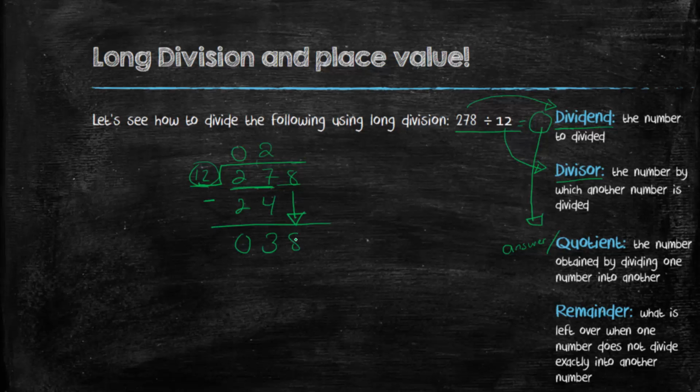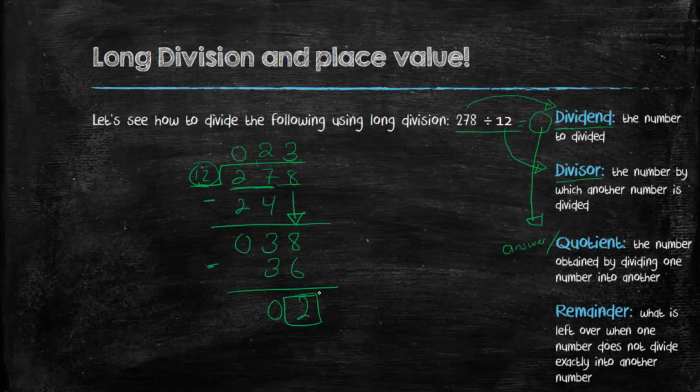So we drop the 8. This becomes a 38. And we ask ourselves, how many times does 12 go into 38? Well, it goes into 38 3 times. So 3 times 12 is 36. We subtract again. 38 minus 36. 8 minus 6 is 2. 3 minus 3 is 0. So what's left here is 2.